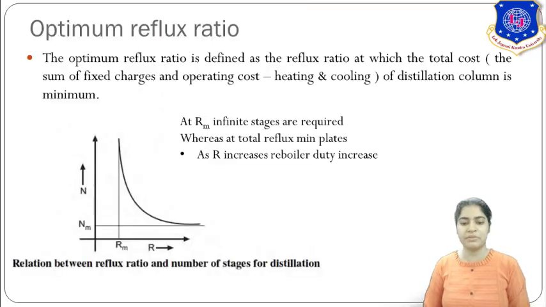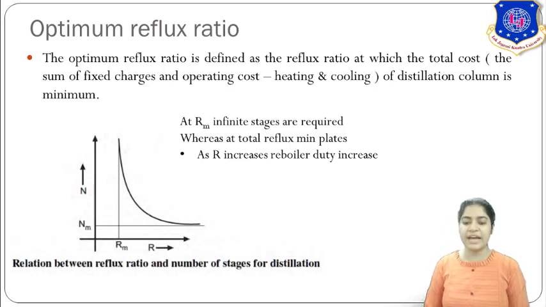Now talking about optimum reflux ratio. First of all, what is optimum reflux ratio? It is defined as the reflux ratio at which the total cost is minimum. Now your total cost is fixed cost plus operating cost. Fixed cost is your column: if the column diameter is more, then your fixed cost will increase. Then plates are also included in your fixed cost. Operating cost is heating and cooling: the reboiler and condenser tubing are included in your operating cost. So the reflux ratio at which the total cost of your distillation column is minimum is your optimum reflux ratio. At the end you want to find a minima for everything.